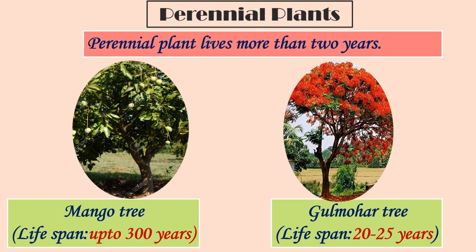For example, mango tree. Mango trees have a long lifespan. Depending on the variety, it can take 5 to 15 years to start fruiting. After that, it bears flowers and fruits every season. Gulmohar plant also bears flowers every year once it attains maturity. Lifespan of Gulmohar tree is about 20 to 25 years.